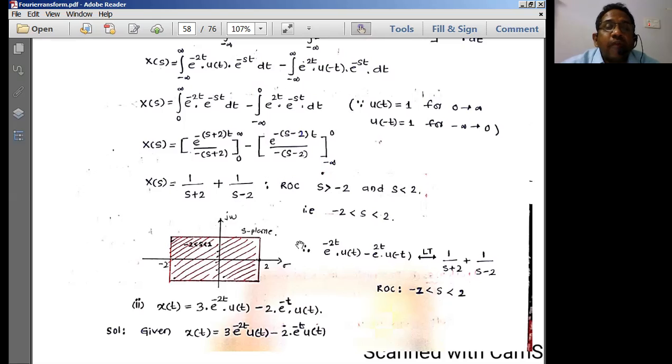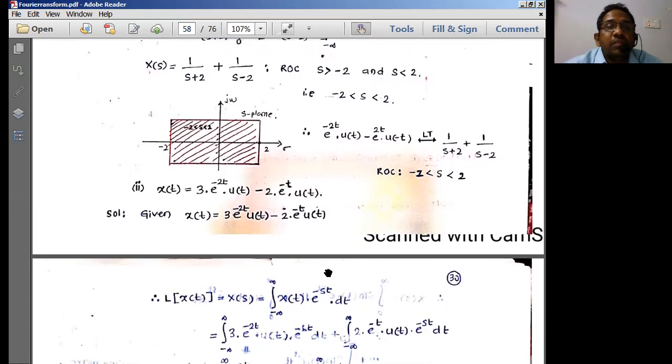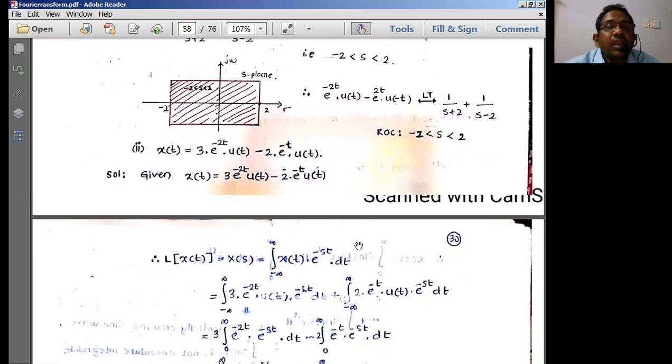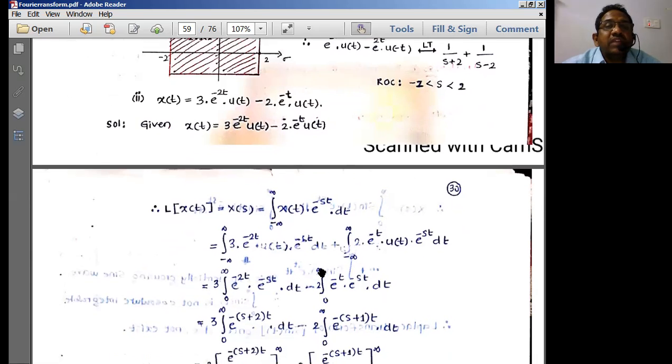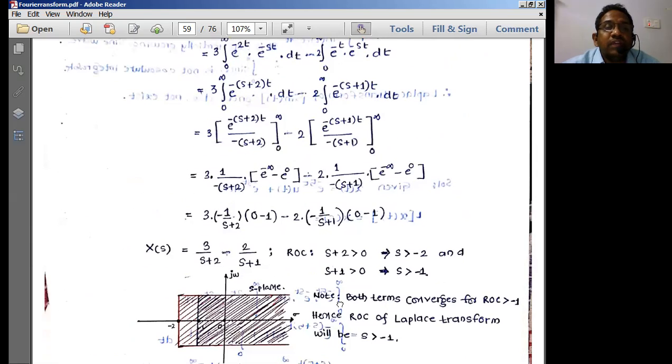So when you add up these two, the region of convergence is going to lie between sigma minus 2 and plus 2. So this is going to be the region of convergence of this particular function here. That is how we normally write this function, which is going to lie between these two. And likewise, we can go ahead with other kinds of problems. You can do it as your homework problem.